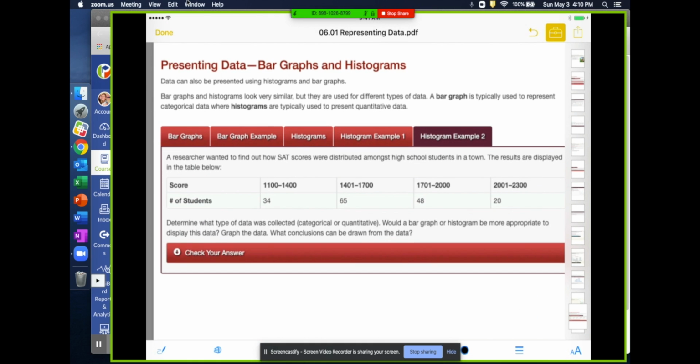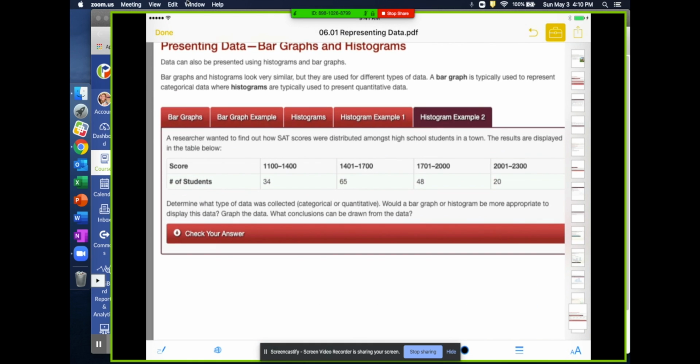So representing data, our histogram example number 2, it says a researcher wanted to find out how SAT scores were distributed amongst high school students in a town. We have our results displayed here. Determine what type of data was collected. Was it categorical or quantitative? Would a bar graph or histogram be more appropriate? Well, my scores are numbers. They are in ranges. I can also think about it as being in the buckets or the bins. This is definitely going to be quantitative data. I am going to use a histogram for this data.